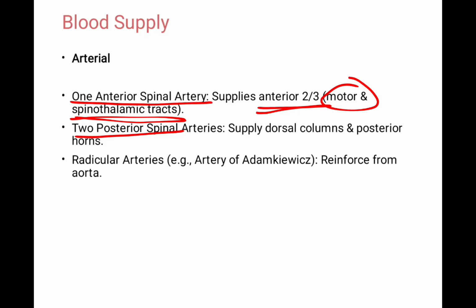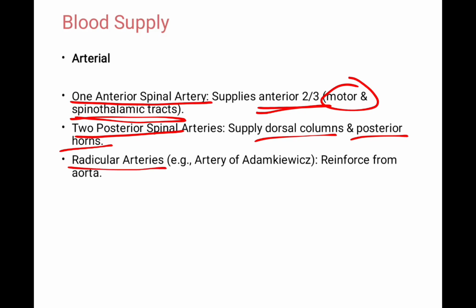We now have the two posterior spinal arteries that supply the dorsal column, which is a sensory pathway, and the posterior horns of the spinal cord, which is where you have the sensory nuclei. So it supplies the posterior one-third of the spinal cord. If there's an occlusion of this artery, you're mostly going to have sensory deficits. Then we now have the radicular arteries.